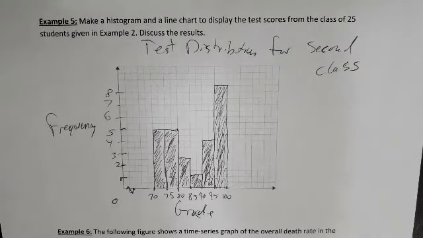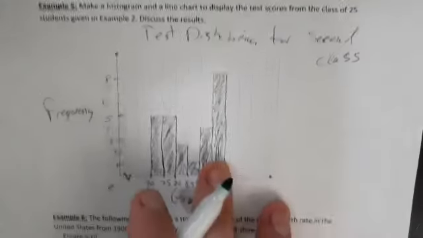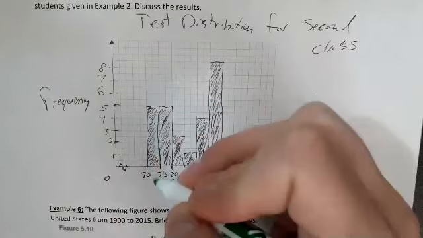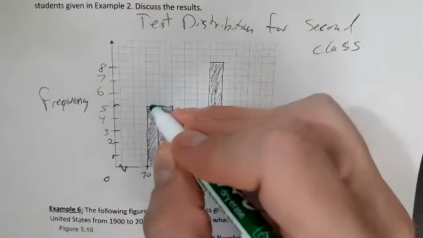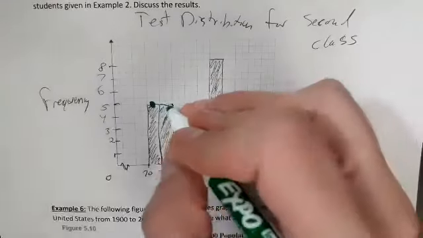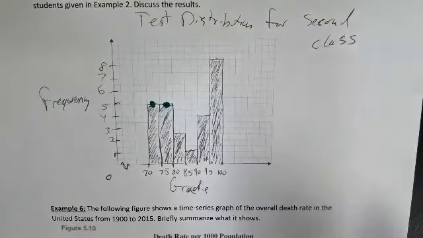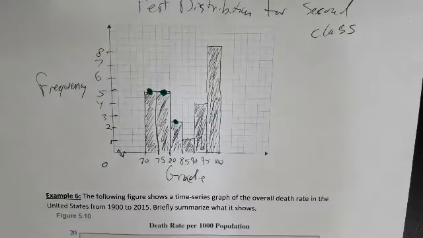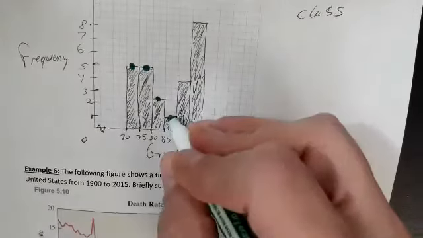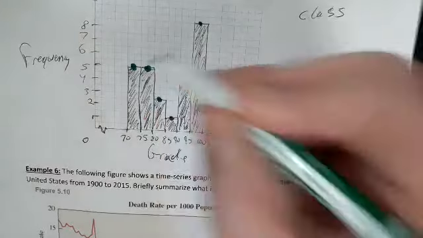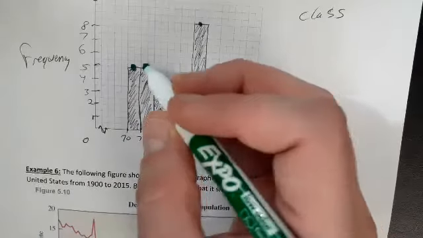So real quick, if I want to make a line chart, essentially what I'm doing is everywhere I see a bar between 70 and 75, I want it to be 5. So I want to put a point right there where my bar is. I want to put a point right there on top of where my bar is. I want to put a point right here on top of where my bar is. Same thing, bar by bar. I want to do a line chart.